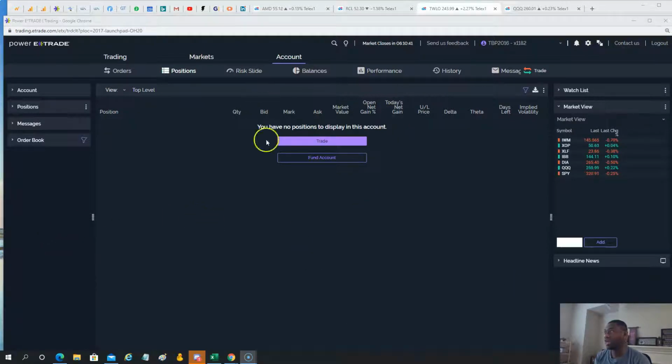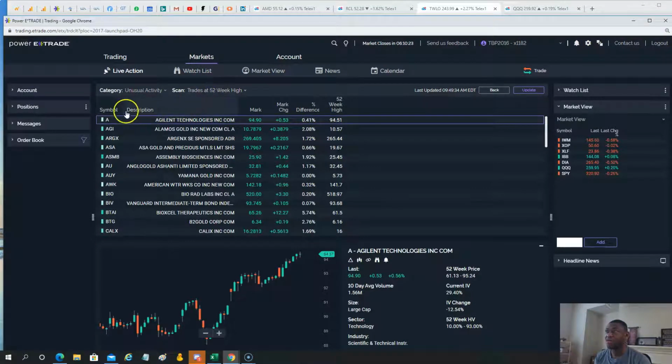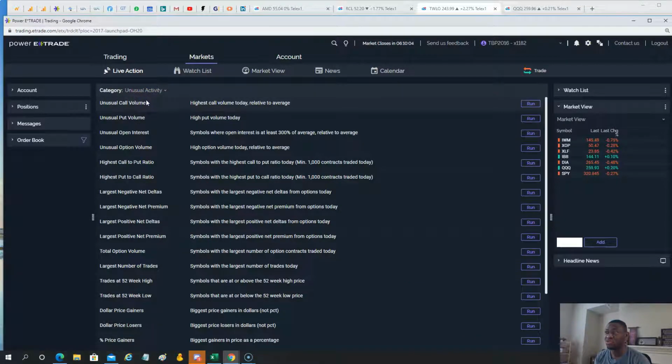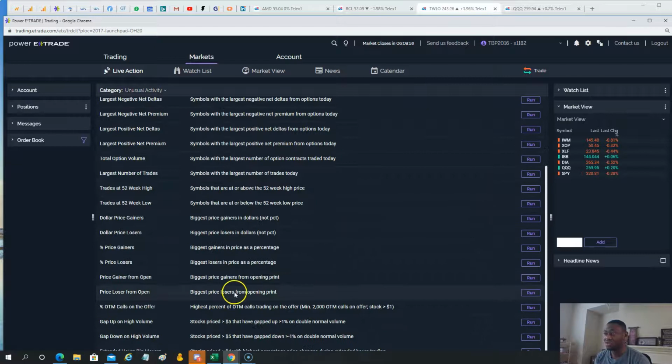So here is an account, a sub account that I have here, where I have no positions. So how do we go from the main view that you have here into the scanner? You select Live Action. Click on Live Action, and they have categories. The way the scanners are set up on Power E*TRADE, they're per category, and inside of each category you're going to have different scanners. Here we are looking at unusual activity. This unusual activity brings us into all of these built-in scanners.